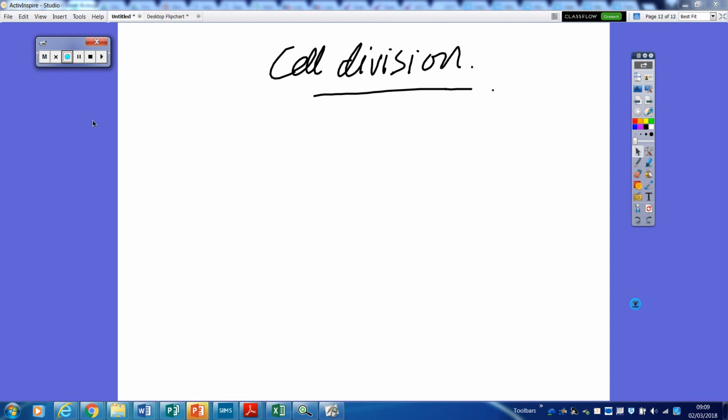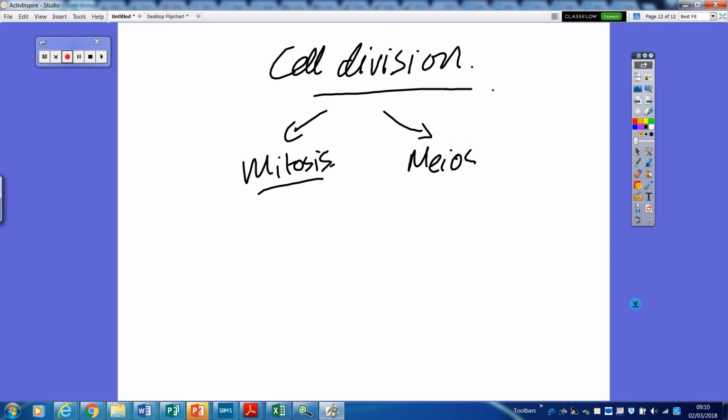Right, so cell division then, quickly here. Okay, so what we're talking about, we've got two types: mitosis and meiosis. Mitosis happens, or the way I always remember it is, it happens in your toes, or it happens in body cells or somatic cells. Okay, so that's going to take the number of chromosomes you've got.